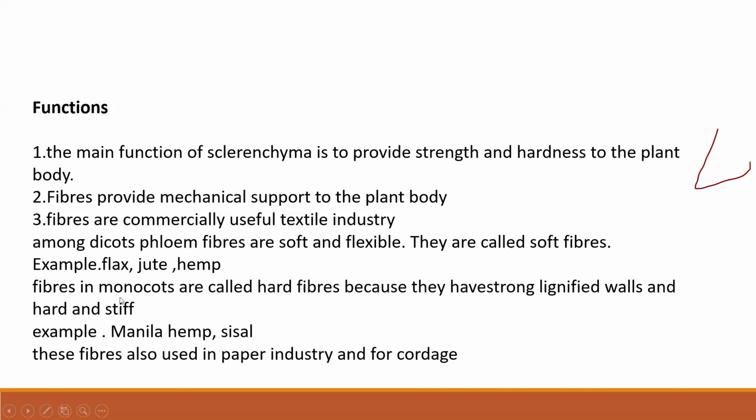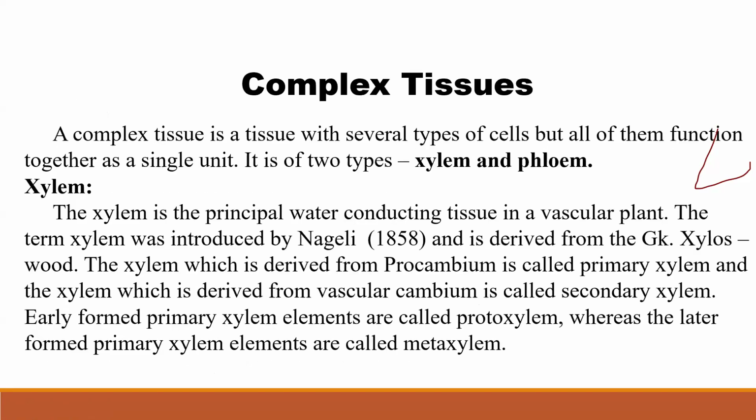The fibers in the monocots are called the hard fibers, because they have strong lignified walls, and they are hard and stiff. Hence, they are called hard fibers. Example is Manila hemp, sisal, etc. These fibers are also used in the paper industry and for cordage. So this is about the sclerenchyma.